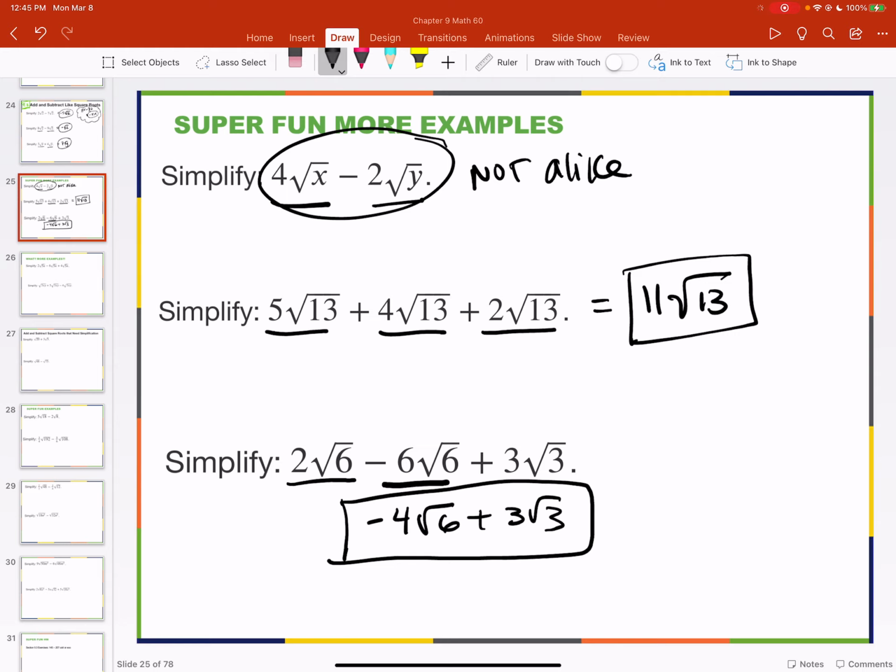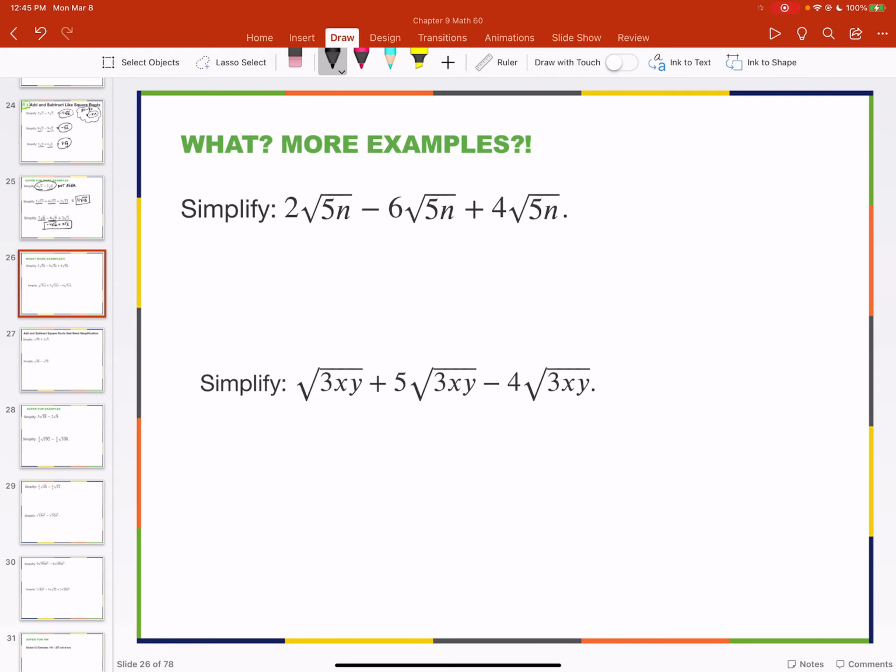So that's it. Okay, so here, what more examples? We have 2 square root of 5n minus 6 square root of 5n plus 4 square root of 5n. So doing the first two, I have negative 4 square root of 5n plus 4 square root of 5n. These are exactly the same. They're going to cancel out and give you 0.